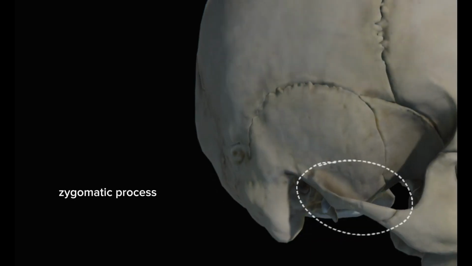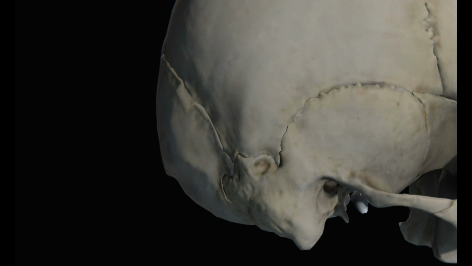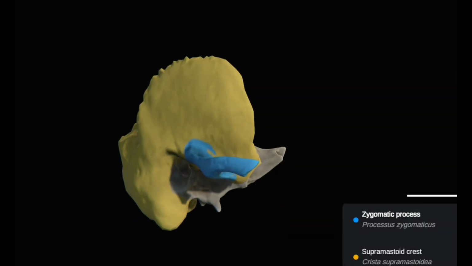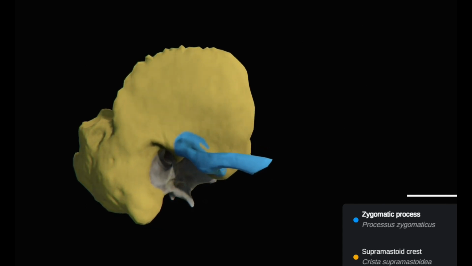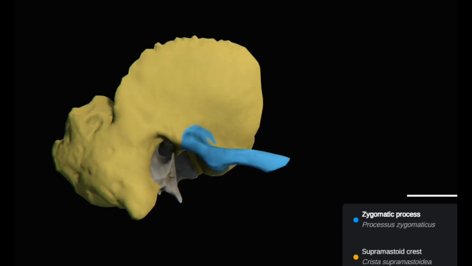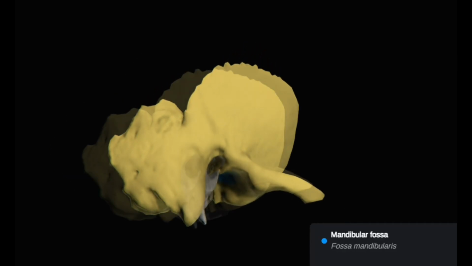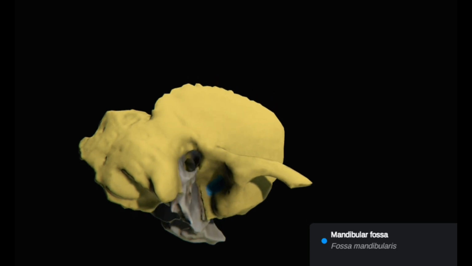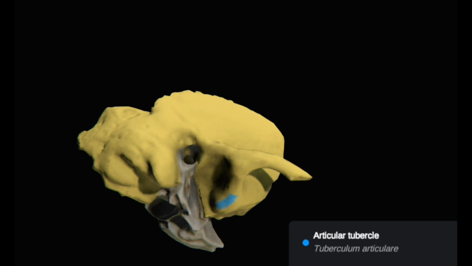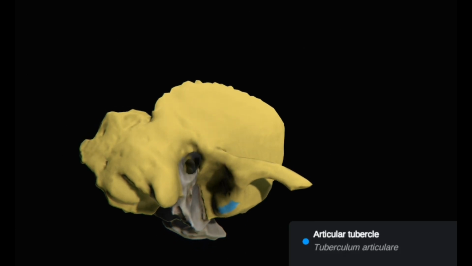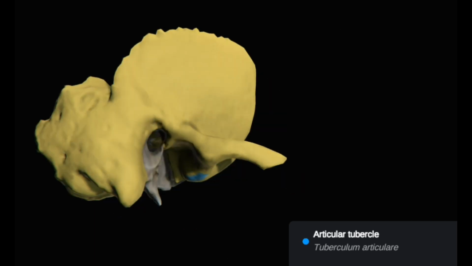The zygomatic process extends from it, running forward to connect with the zygomatic bone. At its origin, the zygomatic process has two roots, an anterior and a posterior, between which is a fossa for articulation with the mandible, the mandibular fossa. On the inferior surface of the anterior root lies the articular tubercle, which prevents forward dislocation of the mandibular condyle when the mouth is opened wide.